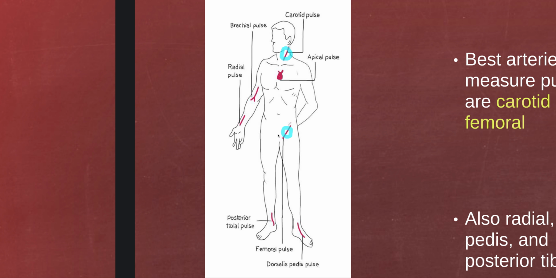However, there are other arteries that you may use to assess for the pulse rate, such as the posterior tibial pulse and the dorsalis pedis pulse.